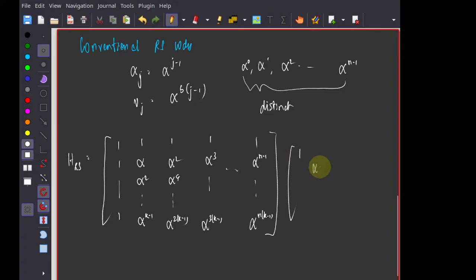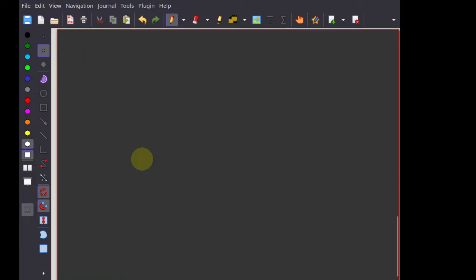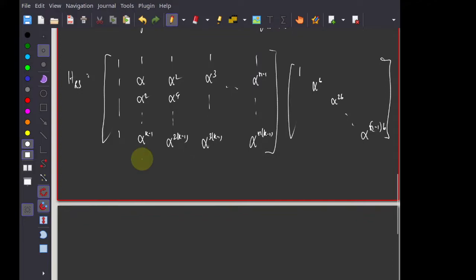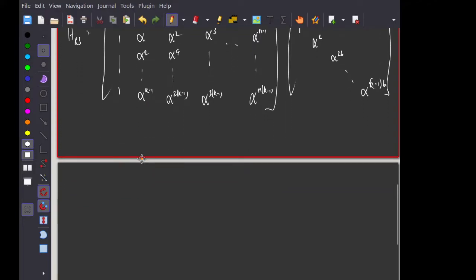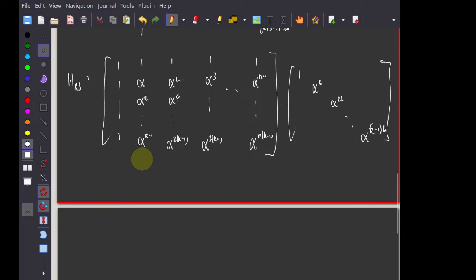So this is 1, alpha power b, alpha to the 2b, up to alpha n minus 1. I'm just using this: so v_j is alpha raised to b times j minus 1. Alpha j is equal to alpha raised to j minus 1, with j going from 1. Okay. So let's try to see what this looks like. So the first column is obviously going to be all ones.